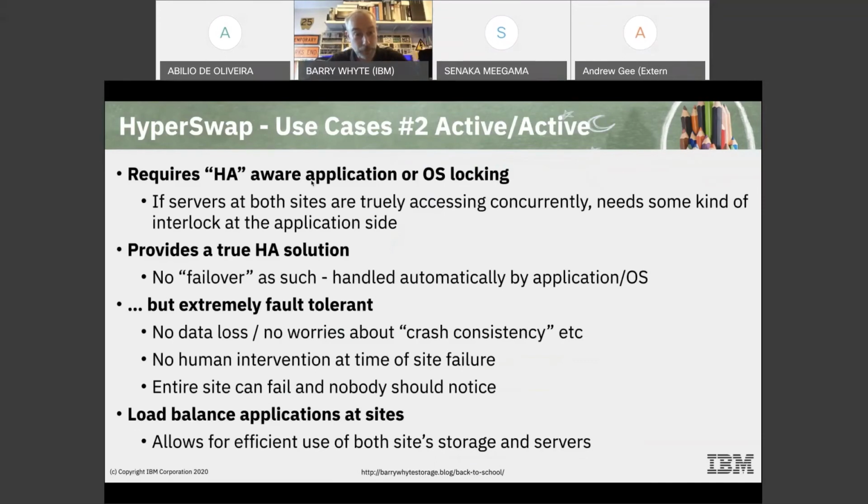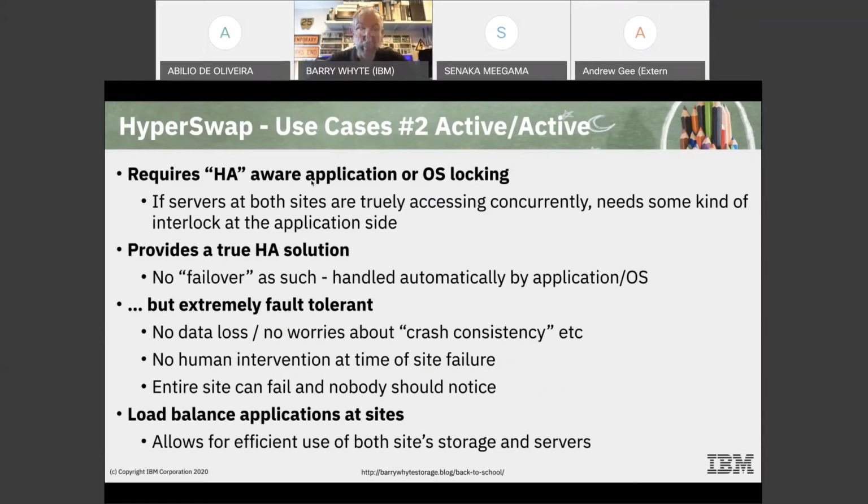So it does require HA-aware application locking, and that means that you have to have some kind of quorum or some kind of locking mechanism built in either at the operating system level or at the application level. So kind of RAC clustering, for example, with Oracle and those kind of solutions.